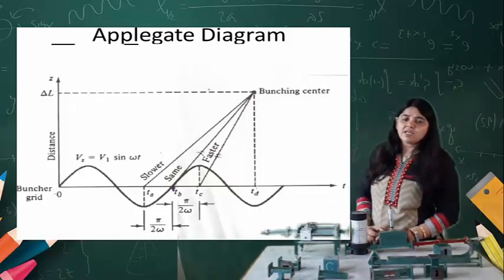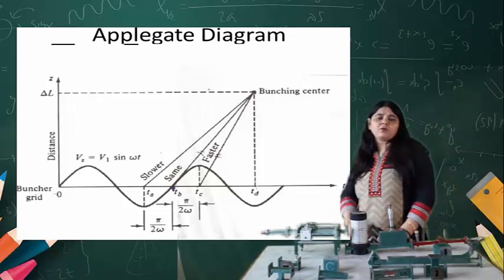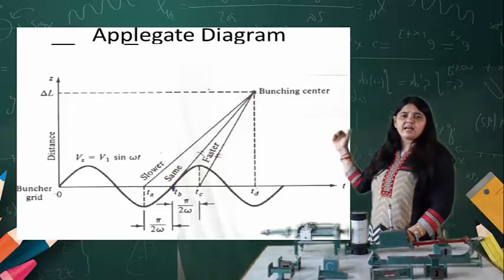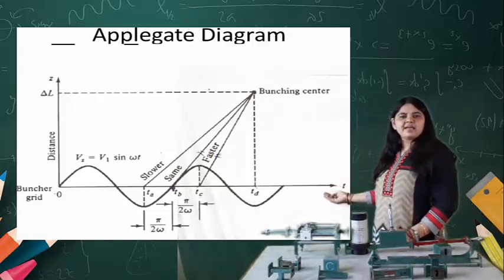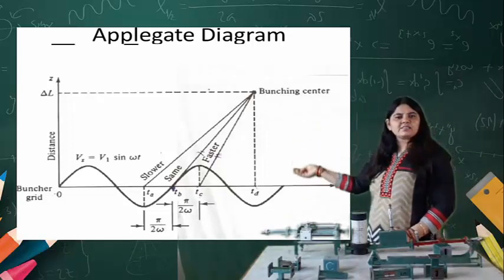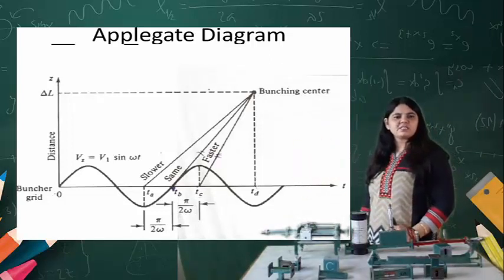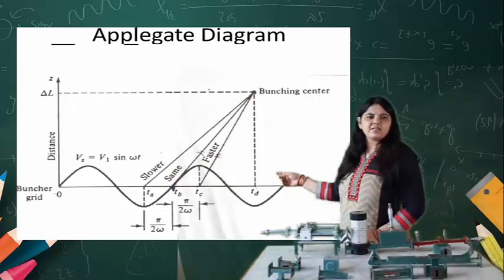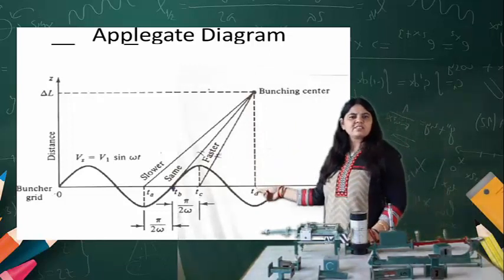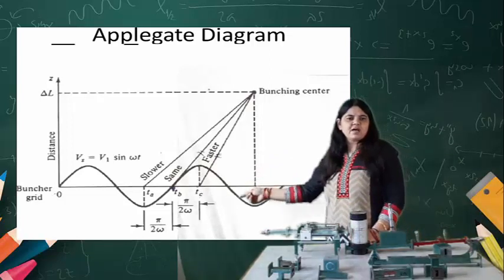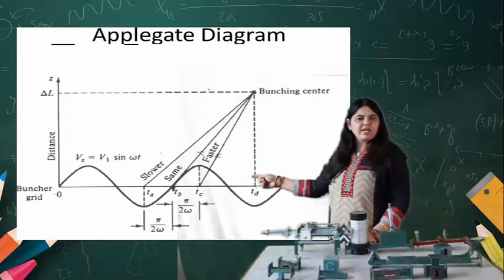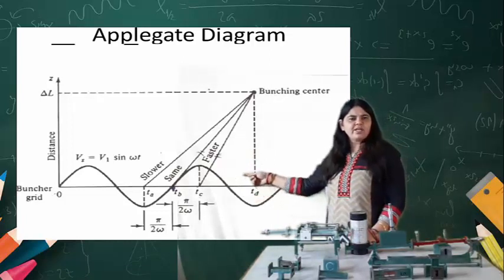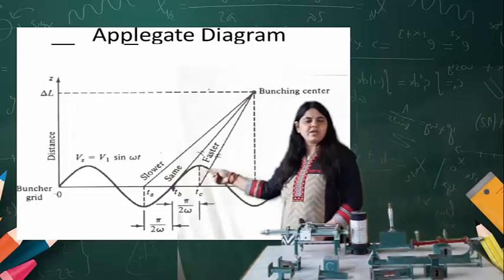So again we can represent this particular process via the diagram which is known as the Applegate diagram. In the Applegate diagram, on the x-axis there is time, and on the y-axis is the distance which is traveled. Now you can see the buncher grid. What is it? This is nothing but the RF wave.